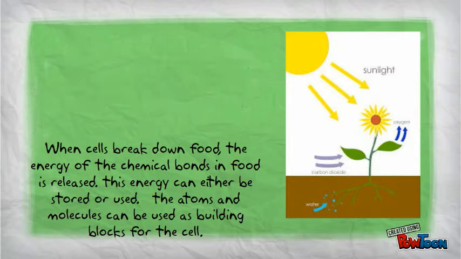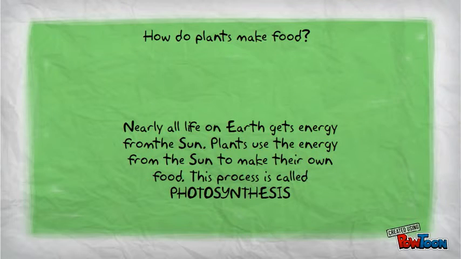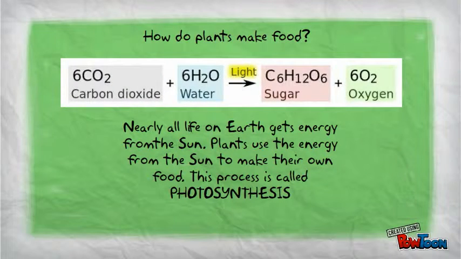When cells break down food, the energy of the chemical bonds in food is released. It can be either stored or used. The atoms and molecules can be used as building blocks for the cell. How do plants make food? Nearly all life on Earth gets its energy from the sun. Plants use the energy from the sun to make their own food. This process is called photosynthesis.